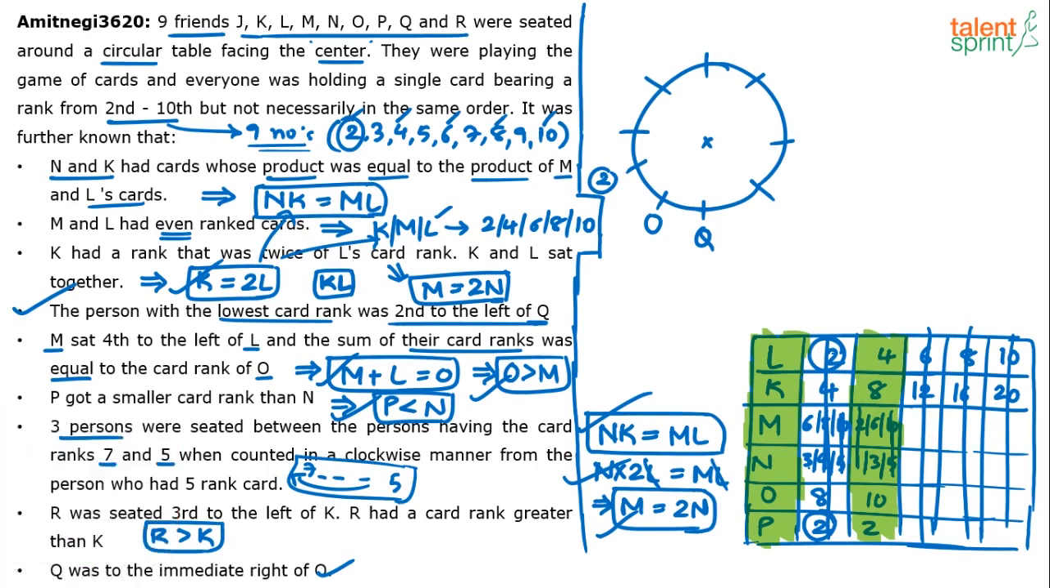Let's go back. So I think Q is equal to Q. Did we get the number for Q? We have not got the number for Q. Did we get the number for O? O is equal to 10, right? O is equal to 10. So this is 10. This is fixed.